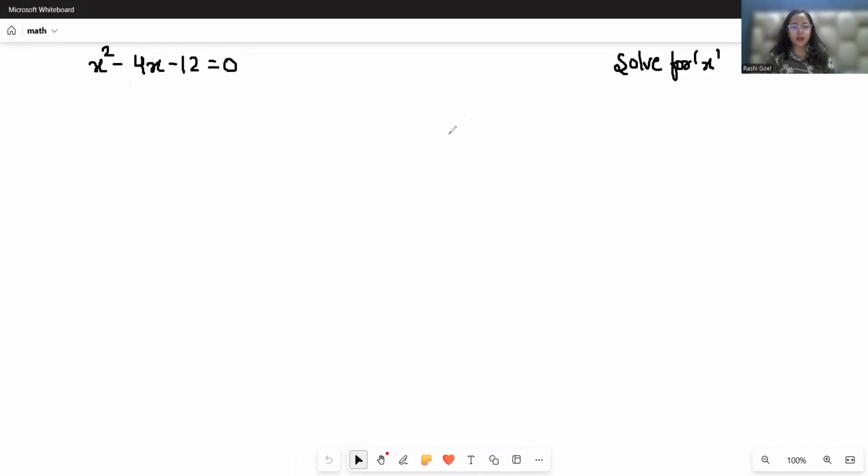So in the factorization method, you have to take two numbers whose sum is negative 4, the middle term, and whose multiplication is negative 12, the last term. So these two numbers can be 12, we can write 6 times 2. And since 4 is negative, you have to take the bigger number with the negative sign, and here negative 6 and positive 2.